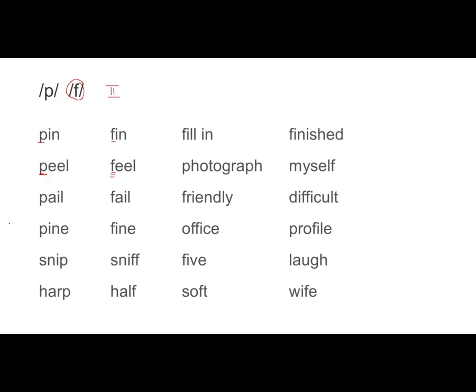This is where we're going to get some practice in on Flipgrid, because in class, of course, I could, but nowadays with our masks we can't. This is where being able to see your mouth pronounce and how you articulate is important. Because we have these words: pale, fail, pine, fine, snip, sniff, harp, half.